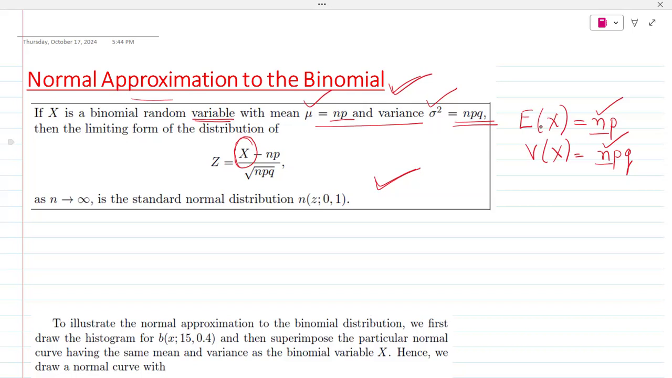Okay. And what is p? p here is the probability of success in a single trial, which must be constant throughout our trials. Throughout means for all the trials, this p, the probability of success, must be constant. And what is q? It is the probability of failure for a single trial.